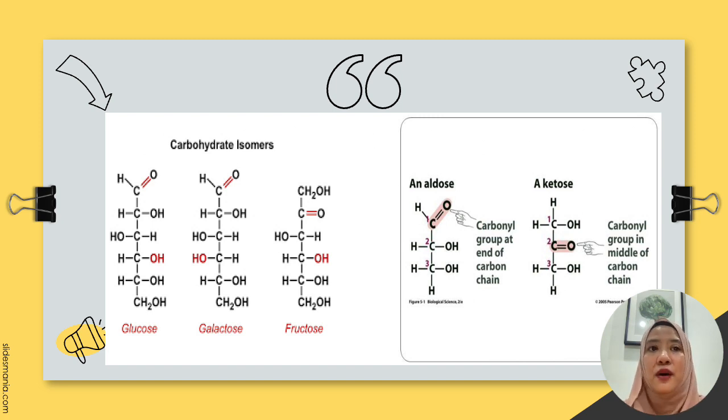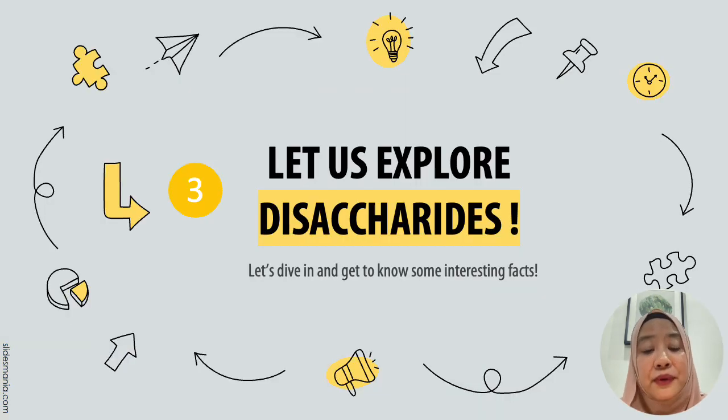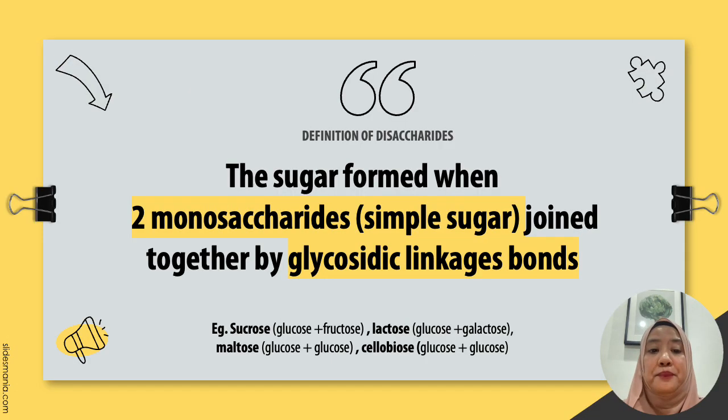So that is what makes monosaccharides unique. They look like they're the same, but if you look closely, they're not. You have to look at this level to actually see the difference between the three monosaccharides, right? Either the orientation or the organization of the carbonyl group, either at the end or in the middle. Right? Okay, so let us explore disaccharides. Right?